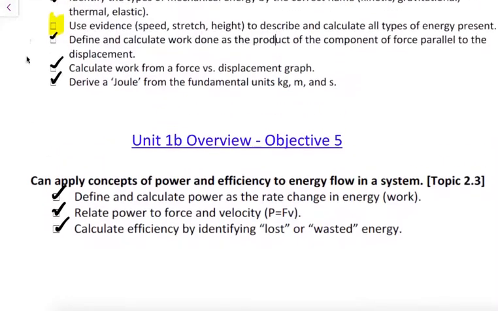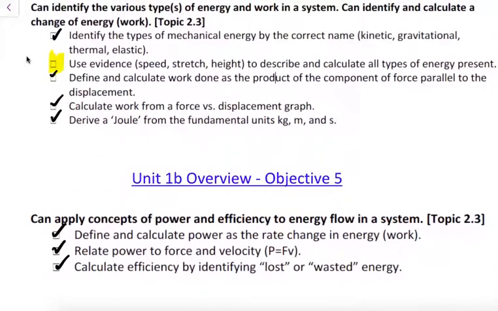Now, one thing to note is these concepts, even though it seems like we're going through a lot, we're going to be continuing to work through each portion of this pretty much our whole time in physics, because energy, power, and efficiency are embedded in the soul, the heart of physics.